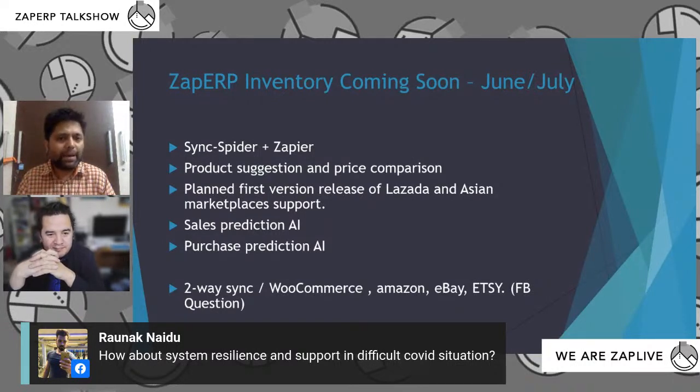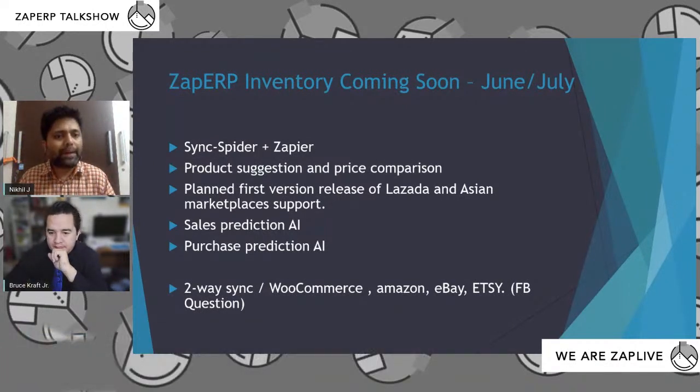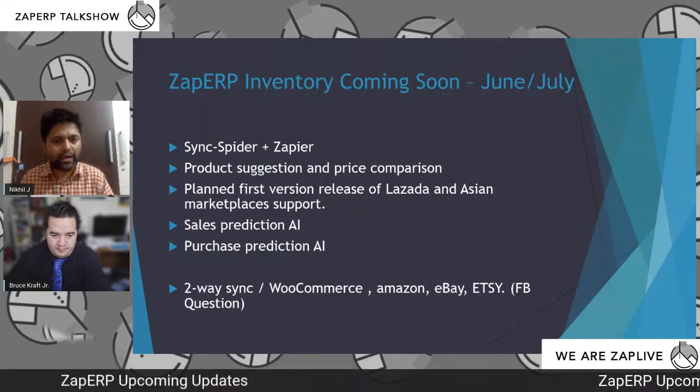Product suggestion, price comparison. Here we are facing a bit of an issue because the price APIs that we were planning to use have some sort of limits, but hopefully that should be resolved. First version release of Lazada Asian marketplace support is also going pretty well. Sales prediction AI, purchase prediction AI should be good, because the data models that we have been working on are working as expected. So we should have both those features available sometime in July.